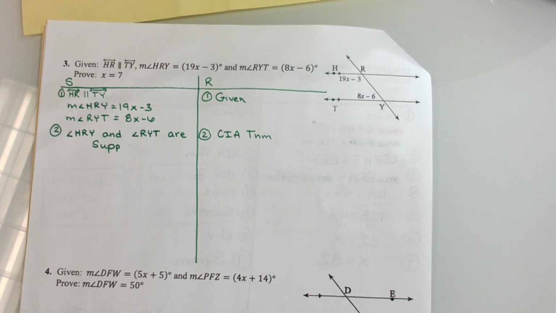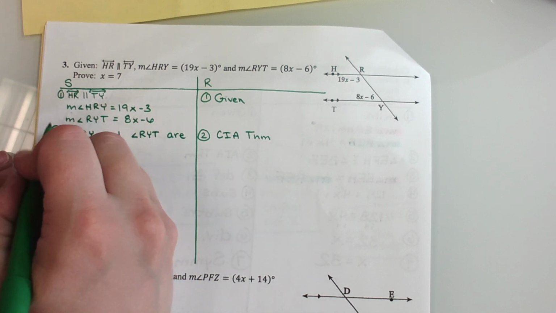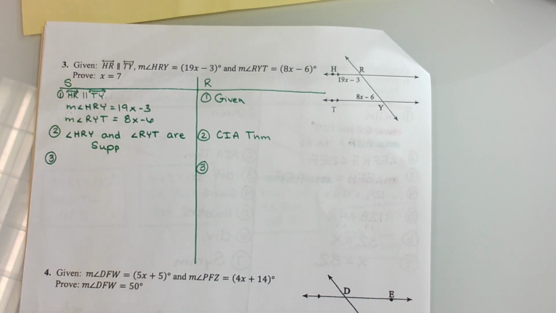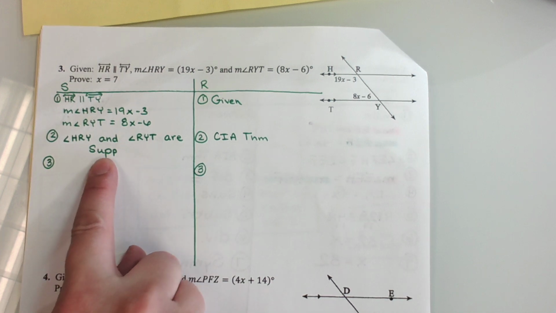It doesn't allow me to write what supplementary means. It doesn't allow me to write that the 19x minus 3 plus 8x minus 6 equals 180, it says I can write that they are supplementary. That's all the theorem allows me to write. From there, if I don't know where to go next, I look back to my 5 things. I've now added a word to my proof. I've added the word supplementary. Or I shorten it down to sup, but it means it's supplementary.